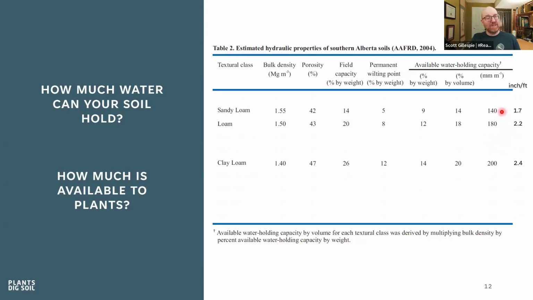So in every foot of soil, a sandy loam can hold 1.7 inches of available water, and a clay loam is at 2.4. So what this means is that if your soil is starting out at the permanent wilting point, or basically as dry as it can be, to fill the profile 1 foot deep in the soil, you're going to need 1.7 inches to do that in a sandy loam. But in a clay loam, you're going to need 2.4. Anyways, you can see the difference in the capacity of different types of soils to hold water.